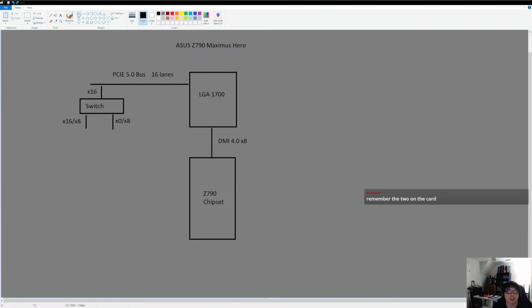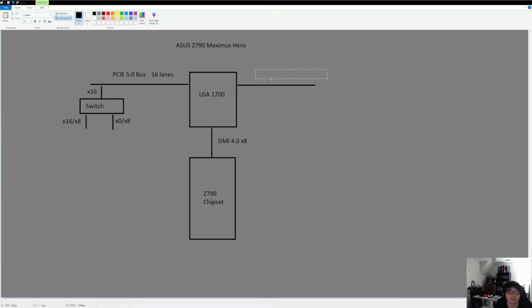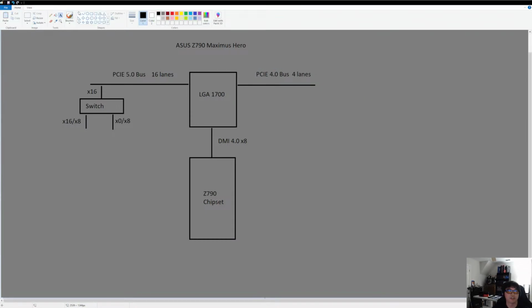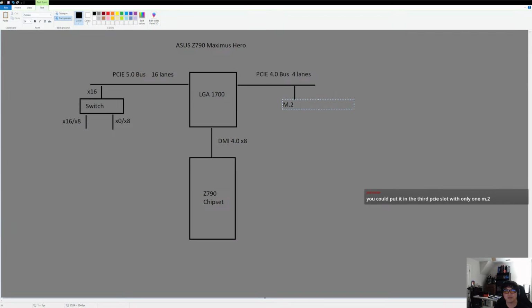Because what the Intel design features is a PCI 4.0 bus that goes to the CPU, which has 4 lanes available. And those lanes in this motherboard go to the M.2_1. You could put in the third PCIe slot with only one M.2. Oh, is the third one Gen 5? The third one's Gen 4. So that's not going to be Gen 5.